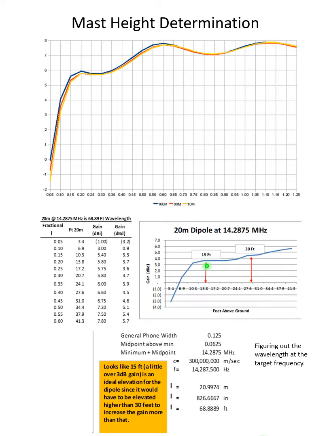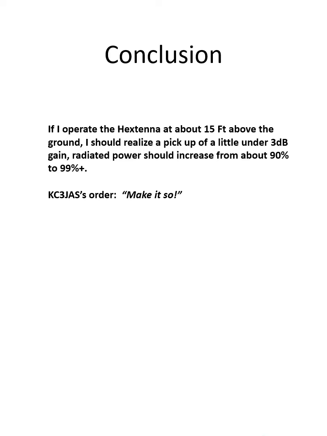And I was thinking about using a fairly rigid mast with a drive-on type base that you can drive the car on to support the mast, which is a good way to implement that. That's what I talked about there in the gold box. So my conclusion is if I operate the Hextenna at about 15 feet above the ground, I should realize a pickup of a little under 3 dB.